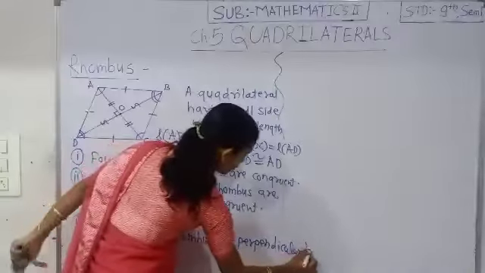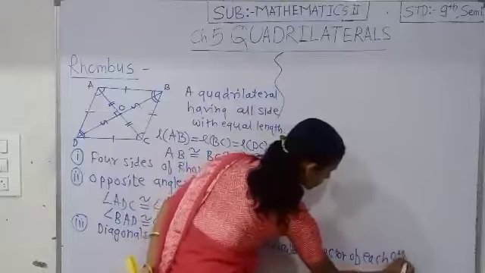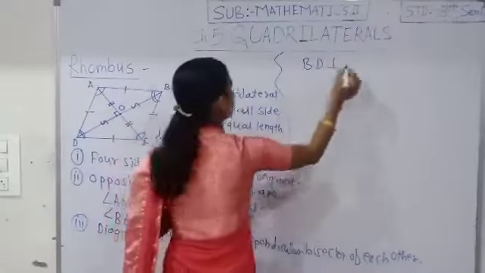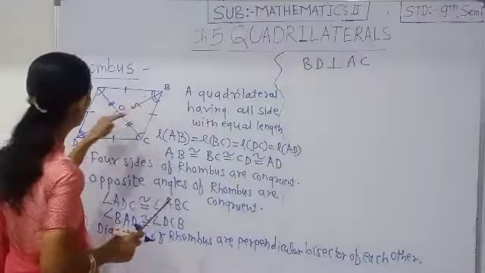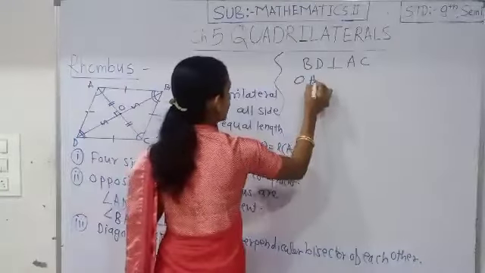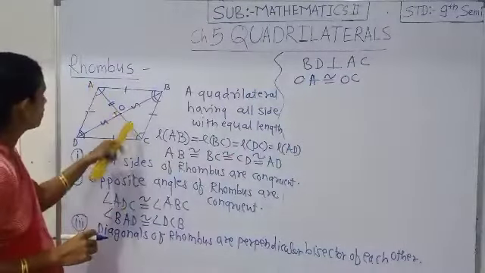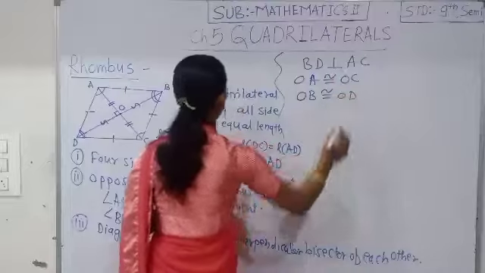One more property I am going to discuss is that the diagonals of a rhombus are perpendicular bisectors of each other. That means BD is perpendicular to AC, and as they bisect each other, BD is a bisector of AC, therefore OA is congruent to OC, and AC is a bisector of BD, therefore OB is congruent to OD.